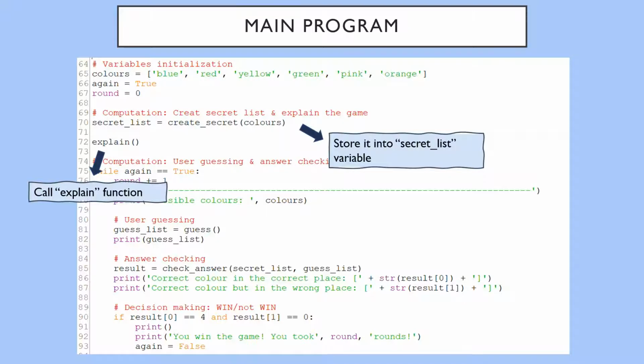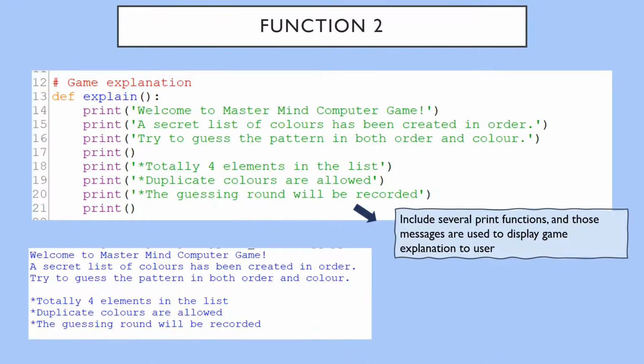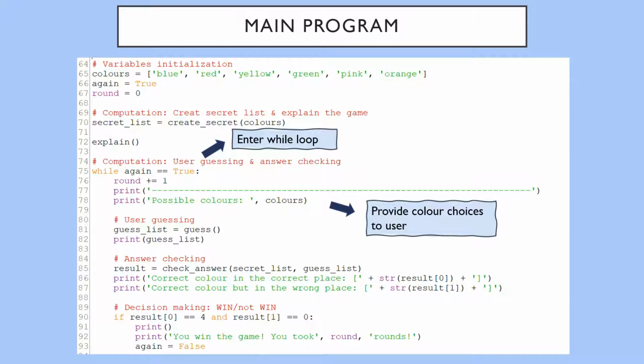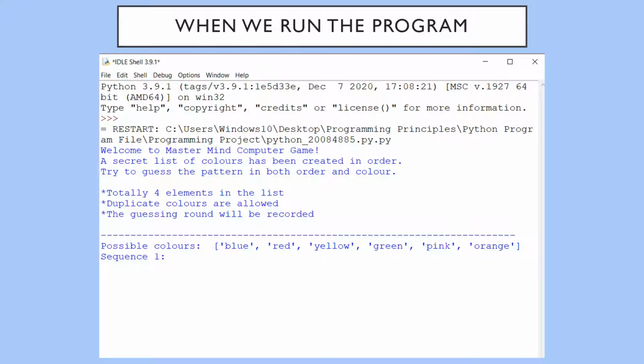After that, we store the data from the function caller into a variable called secret list, and then we call the explain function. As you can see, this function keeps a number of print functions, and it explains the game rules to the user. After that, we enter the while loop since again is equal to true, round equals round plus 1, and then print the color list to provide color choices to the user. So this is what we will see when we run the program.